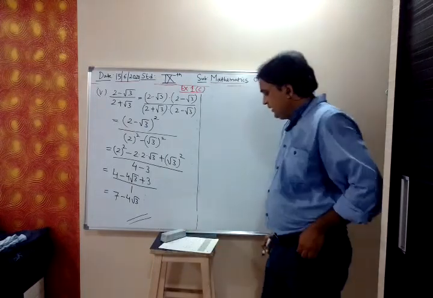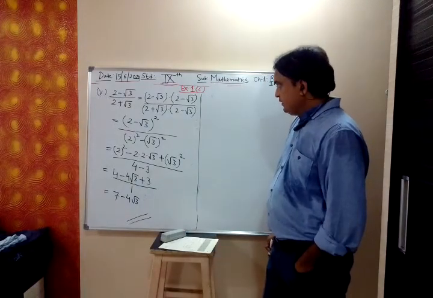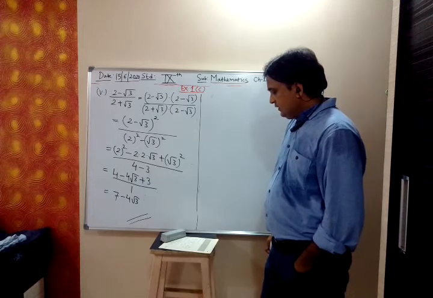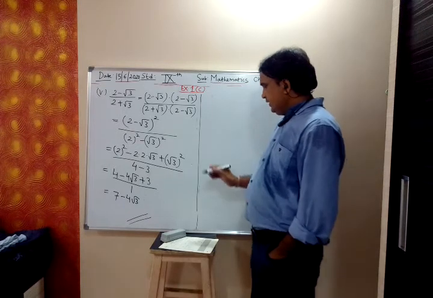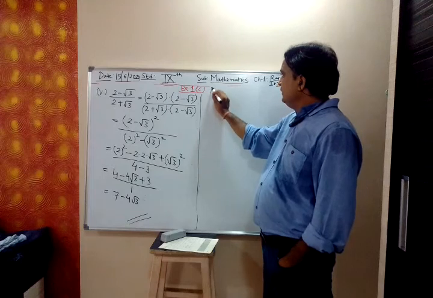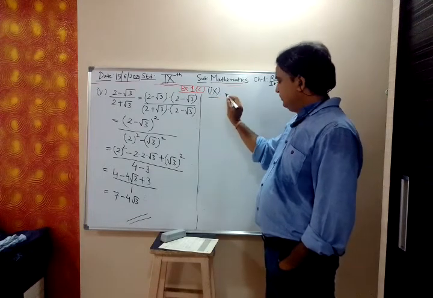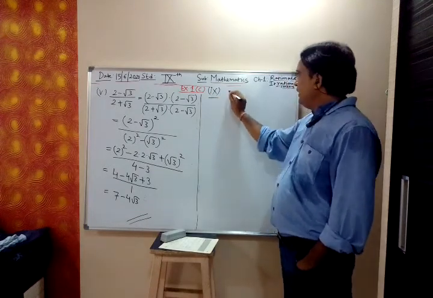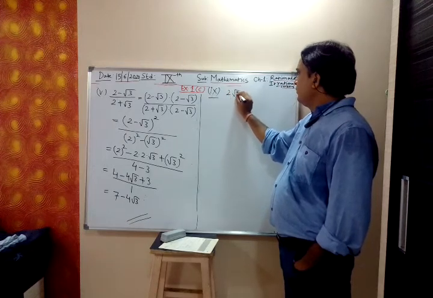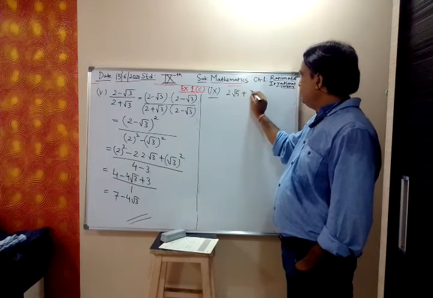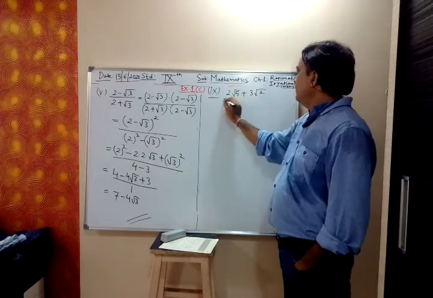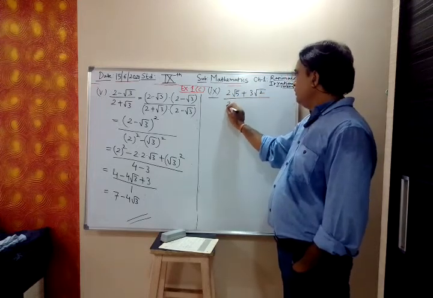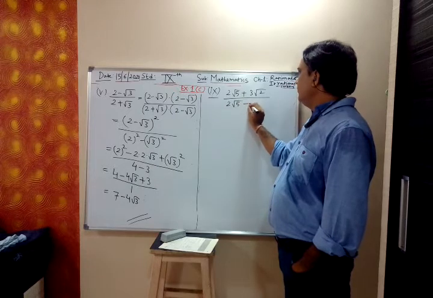Then in a similar way, you will solve 6th, 7th, 8th. Let me do the 9th one. 9th one I will do: 2 root 5 plus 3 root 2 upon 2 root 5 minus 3 root 2.